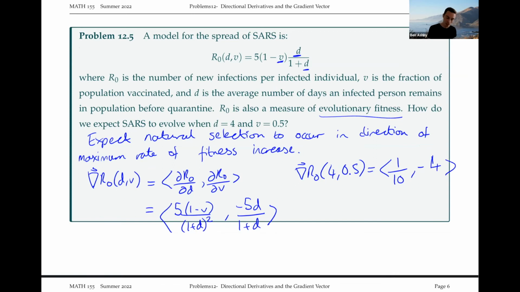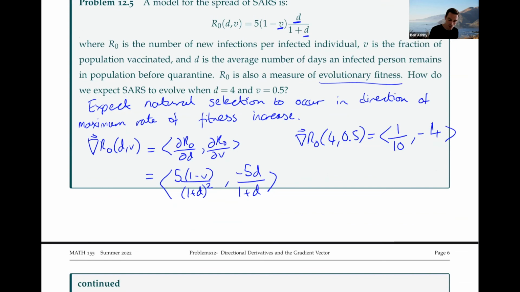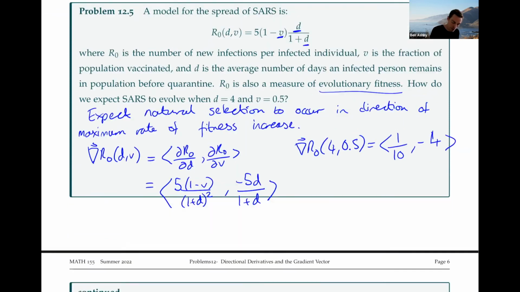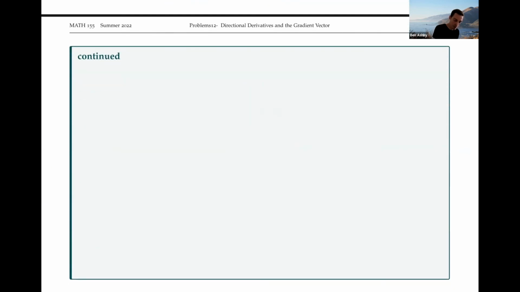That's just substituting those values, 4 and 0.5, into our gradient function. So what that's saying is we are expecting strong selection for vaccine escape relative to the infectious period, because here, although we've got selection for D to increase, it's relatively small relative to immune escape. So what we should generally expect is that there'll be very strong selection for immune escape and relatively weak selection for a longer infectious period.